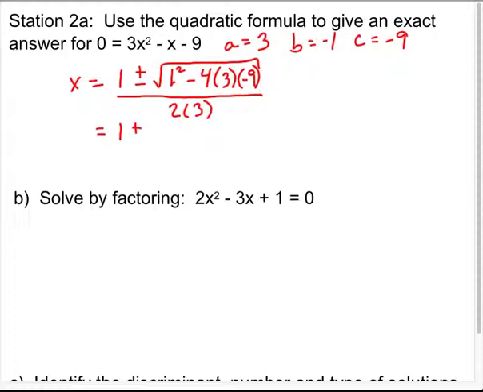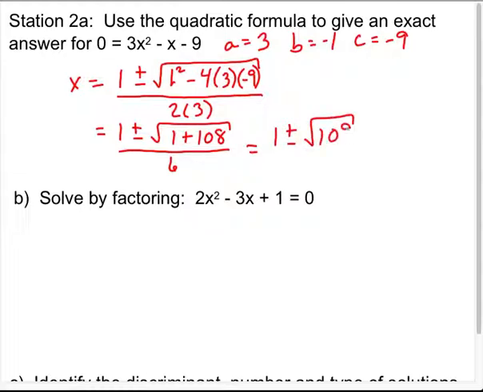Simplifying under the radical, 4 times 3 is 12, times 9 is 108, all over 6. Adding inside the radical, we get the square root of 109, which does not have any perfect square factors, so we can't simplify that, so that is our exact answer.